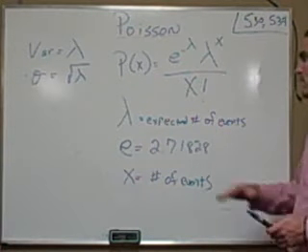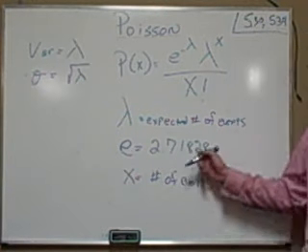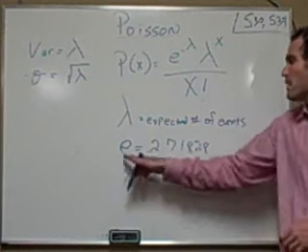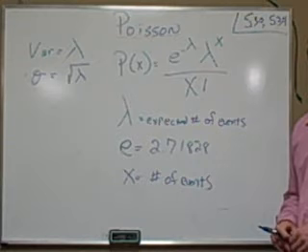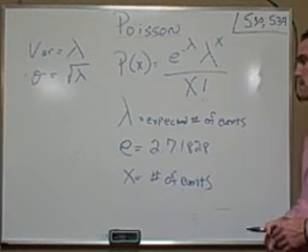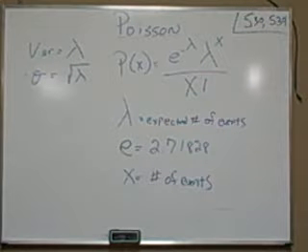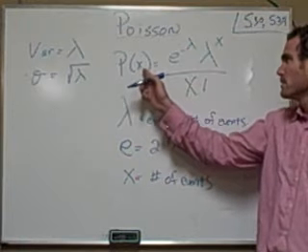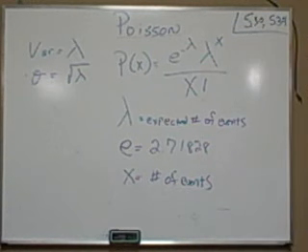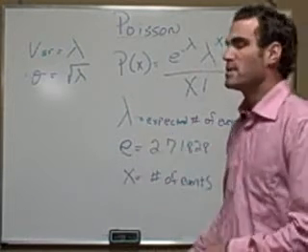Whatever. The expected number of events. E equals 2.71828. That's E. That's Euler's number. It again is often used in mathematics. And X is the number of events. Okay? Here is our formula. Again, the probability of X is e to the negative lambda times lambda to the x over x factorial. Now, a bit intimidating. We're going to break that down in just a second.